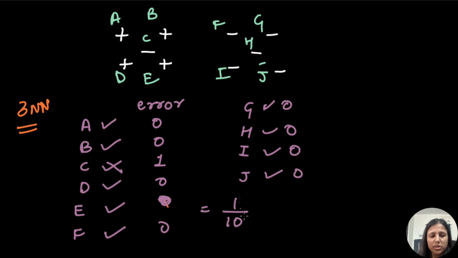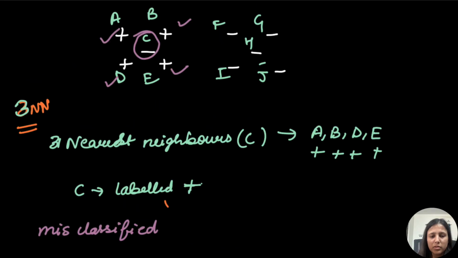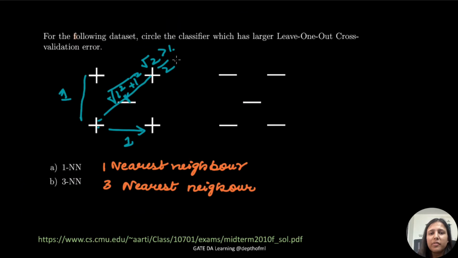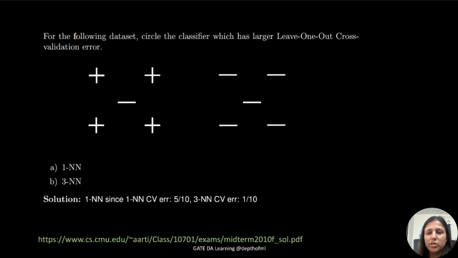Now let's go back to the question and see what they were asking us. They were asking us to circle the classifier which has larger leave-one-out cross validation error. We found out that 1NN had error 5 by 10 and 3NN had error 1 by 10. So the solution is 1NN, since the 1NN CV error is coming out to be 5/10, while for 3NN the CV error is 1/10. So 1NN is the answer.